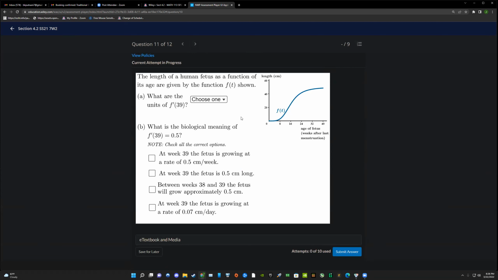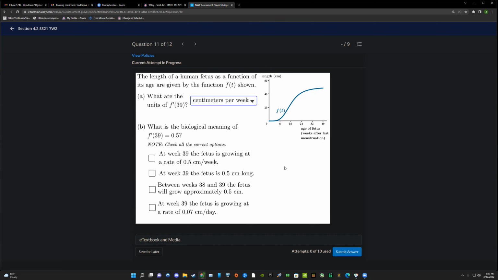Length of a human fetus. What are the units of f prime of 39? Right here? Is that what it's talking about? Or right here? What is f prime of 39 here? Oh, they want the units. Units is y over x, whatever y over x is. So y over x, length per week. So centimeters per week.